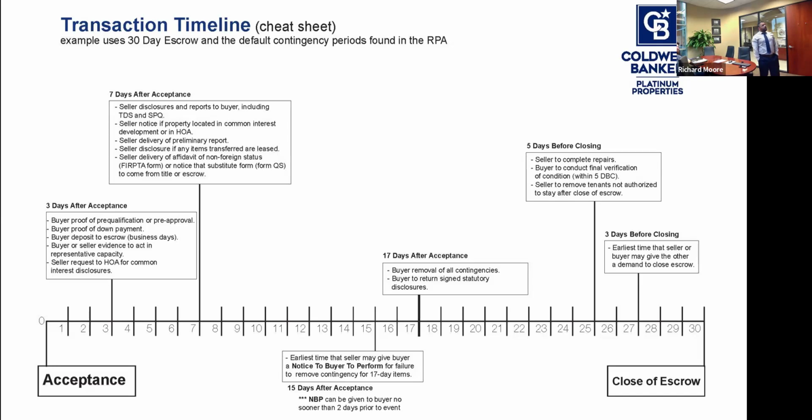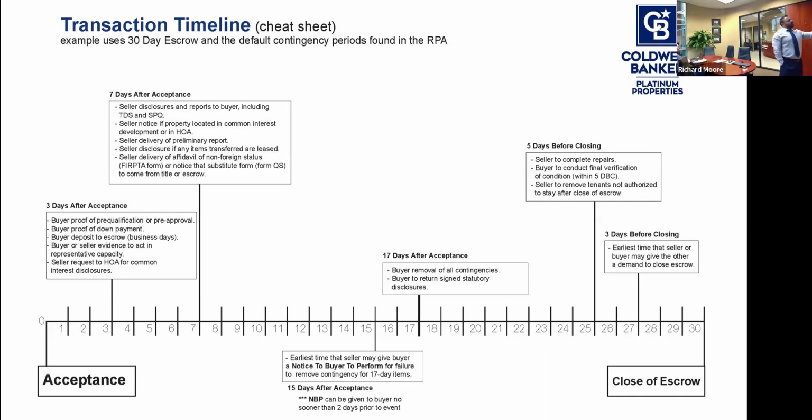And then by day 7, the seller should already have sent in their disclosures or any reports that they have on the property, including the TDS and SPQ. Seller knows the property is located in a common interest development, so you already know by now if it's in an HOA. Delivery of the preliminary title report. So a few things have to be done by day 7, right? And that the seller has to do.